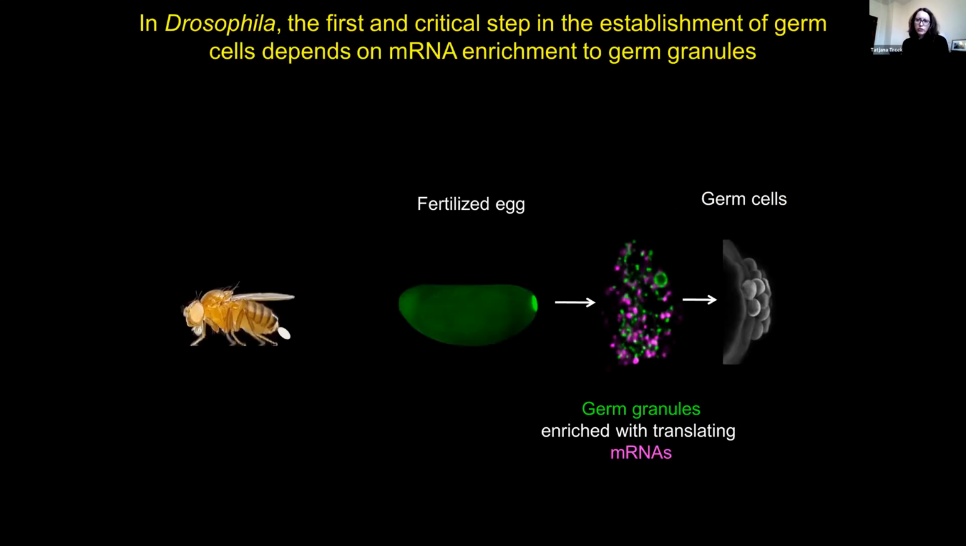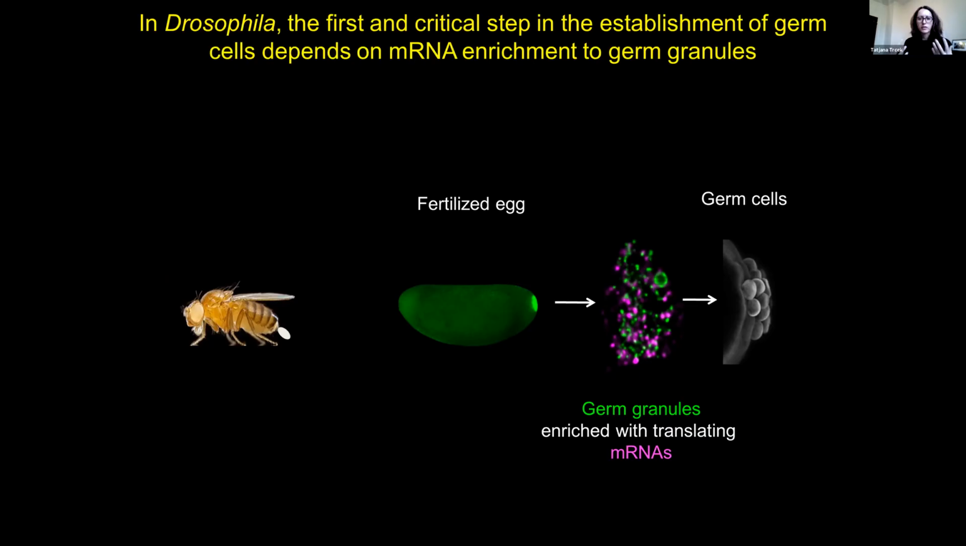So to address these questions, we use the establishment of the germline in Drosophila to understand this process. We really like this model system because the first and fundamental steps in the establishment of the germline, of germ cells, really rely on post-transcriptional regulation, in fact, exclusively initially. The first critical step involves localization of a subset of mRNAs to the posterior tip of this fertilized egg, where these mRNAs accumulate in germplasm.